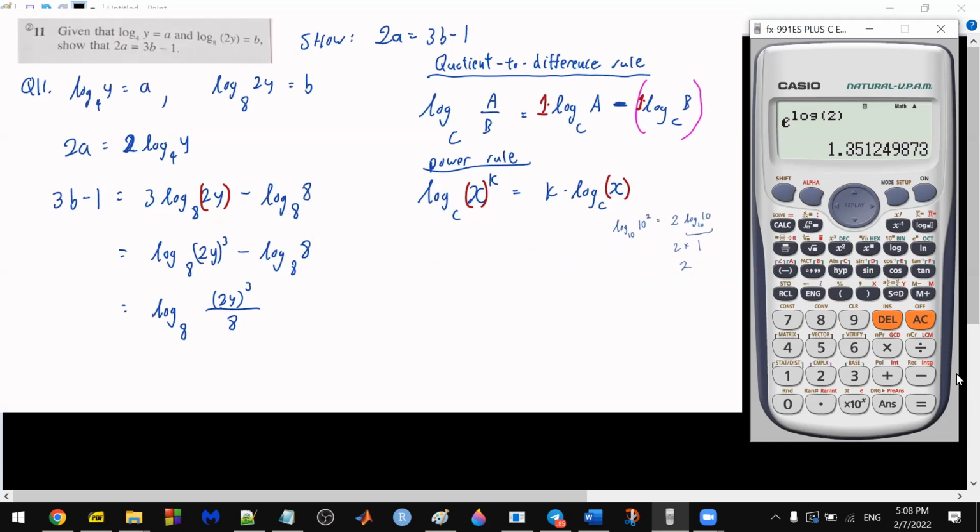There is another rule, if you remember. I explained it using numbers. I didn't write it properly. Change of base rule. Correct. Change of base tells you that if you have log of, let's say, x base y.